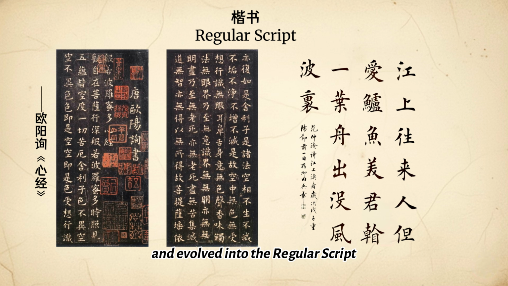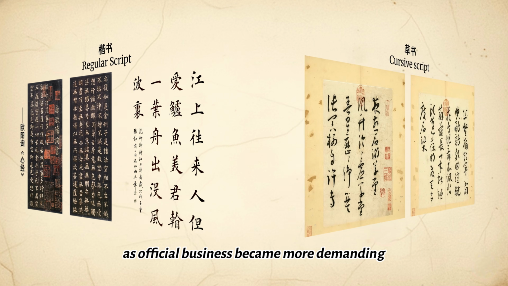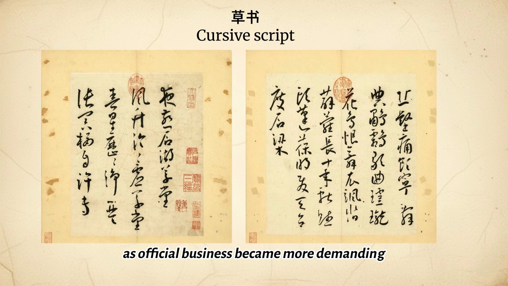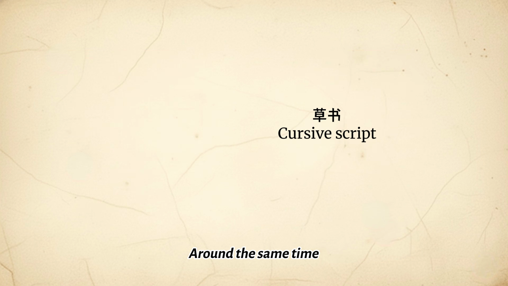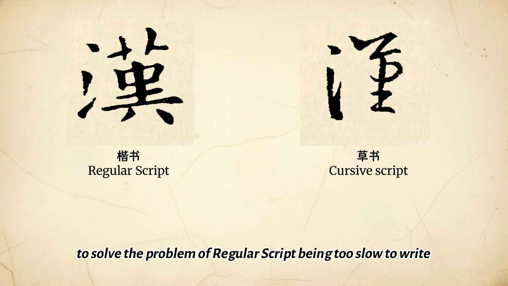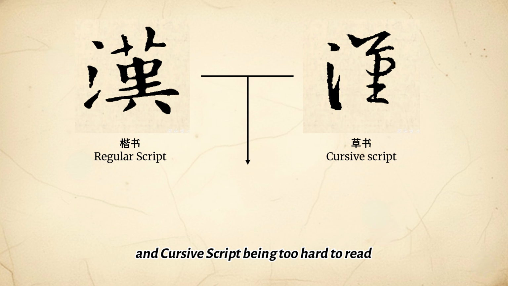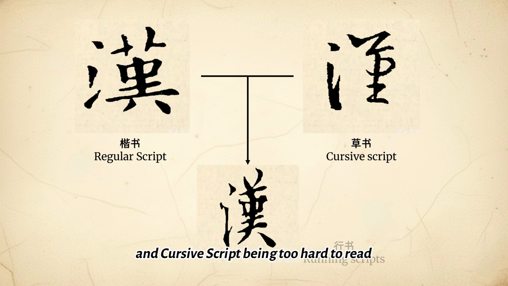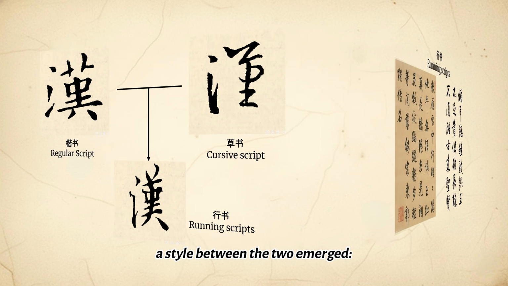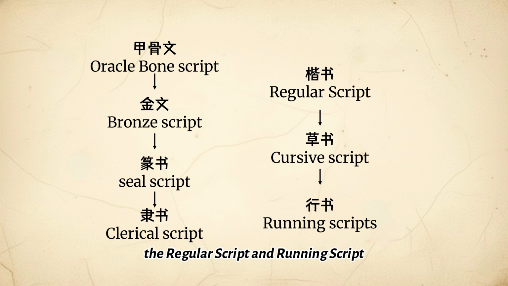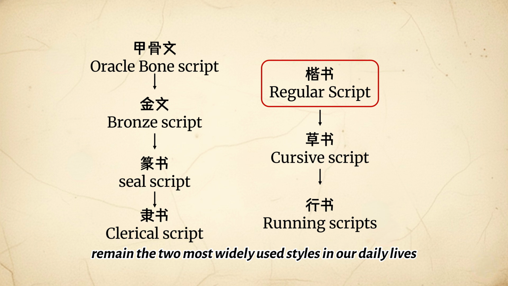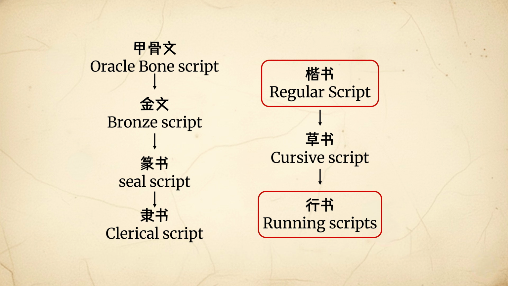By the end of the Eastern Han Dynasty, the clerical script was gradually refined and evolved into the regular script. However, as official business became more demanding, efficiency became key, and the rapid cursive script was born. Around the same time, to solve the problem of regular script being too slow to write and cursive script being too hard to read, a style between the two emerged, the running script. Today, the regular script and running script remain the two most widely used styles in our daily lives.